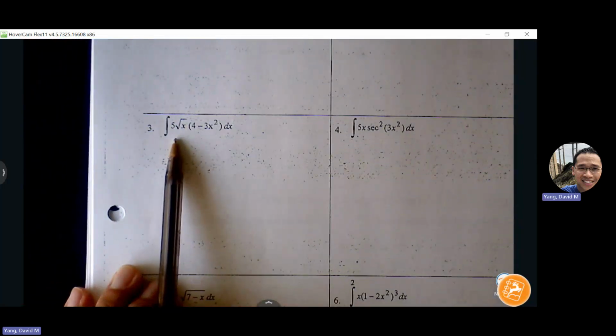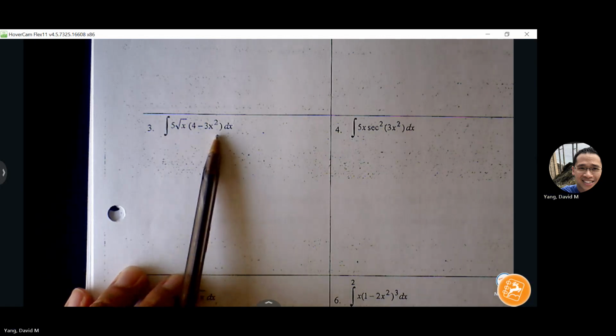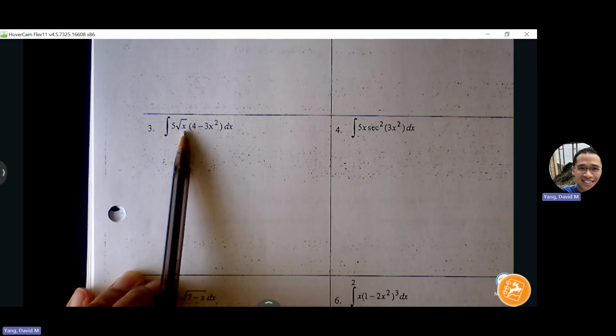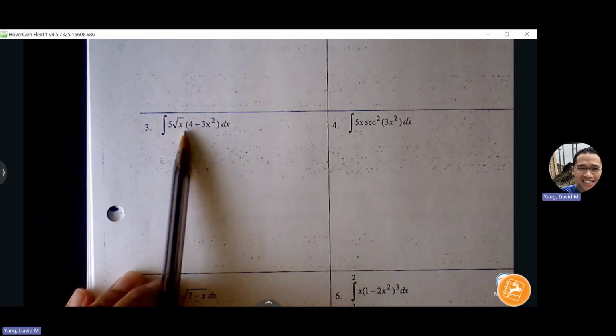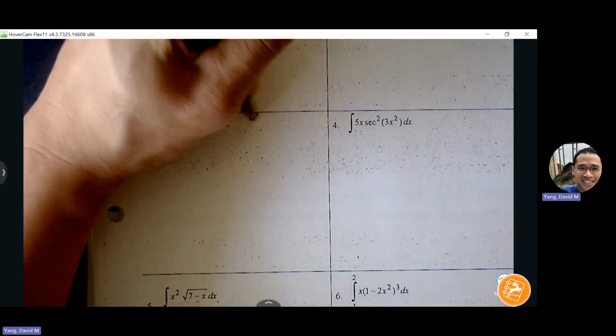Number 3 here. It looks like u sub, but we should always check for what? When we expand this through, yes, there's nothing preventing us, right? The square root is with the x, it's not with the whole expression. This is fine, right? I can distribute my way through and just rely on power rule.